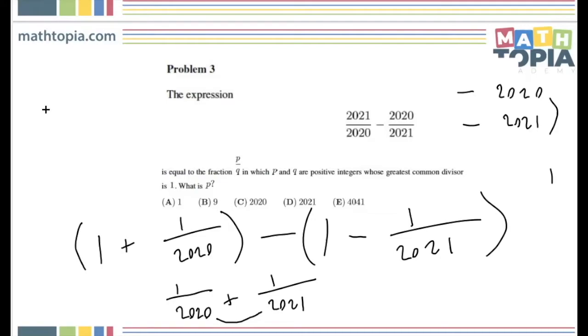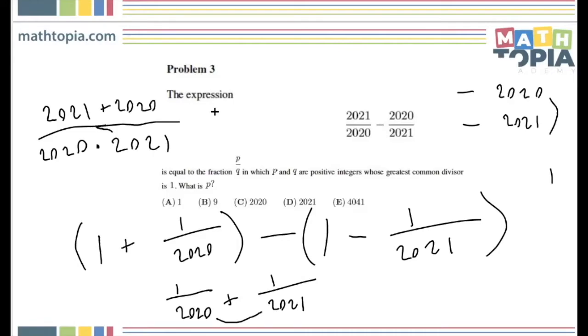So we can multiply this fraction by 2021 over 2021 and multiply the other fraction by 2020 over 2020 in order to get this. And then we'll end up with the numerator being 4041. All right.